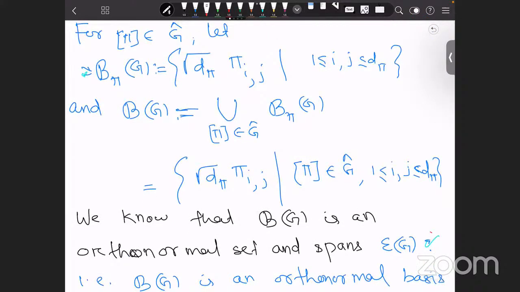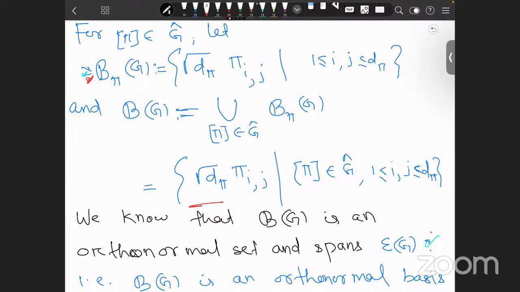Now for π belonging to G hat, let B_π G be the set of all root d_π π_ij, with 1 ≤ i, j ≤ d_π. Here B stands for basis. Then B G is the union of B_π G over π belonging to G hat. So B G is nothing but root d_π π_ij, where π belongs to G hat and 1 ≤ i, j ≤ d_π.